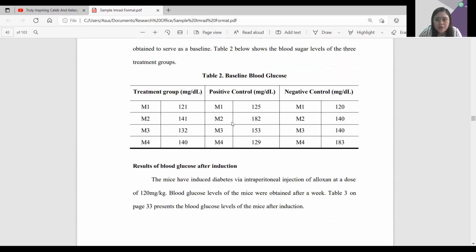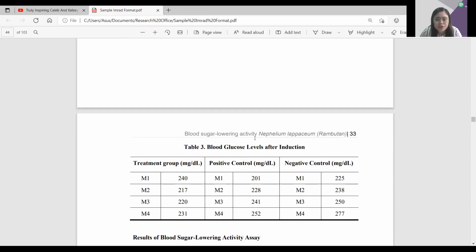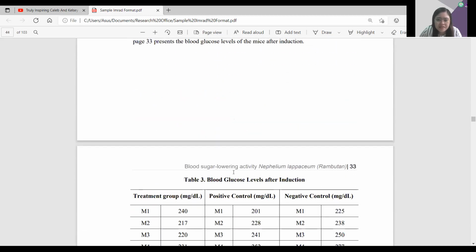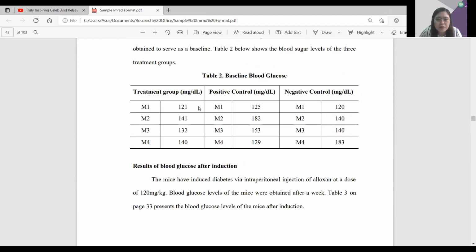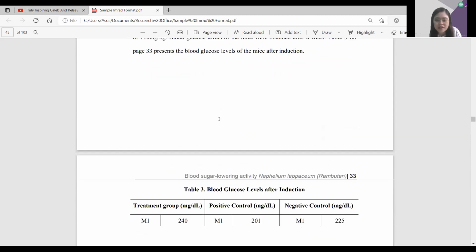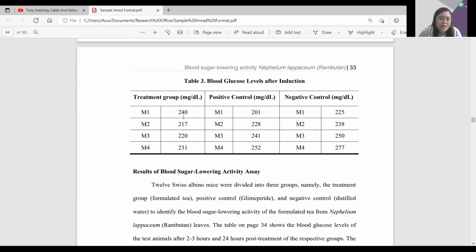So marami pa silang table. Meron pa silang baseline glucose kasi chinek pa nila ang baseline kung diabetic na ba yung daga or hindi. By the way, yung sa daga is parehas pa rin sa tao yung normal values. Then, after the baseline, they have here the induction, meaning nung binigay na nila ang alloxan, tiningnan nila kung tumaas ba. So, if you look at the table, these are the values of their mice sa blood glucose level before giving the alloxan. Ito naman yung after ng pagbigay ng alloxan.